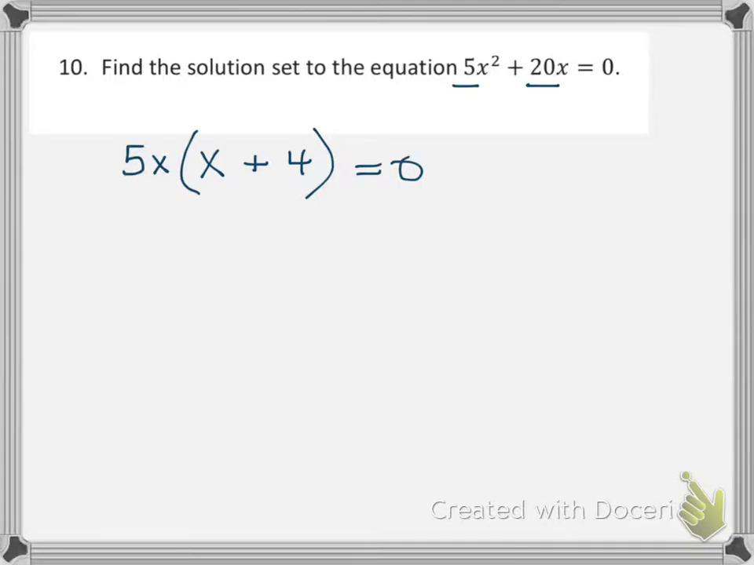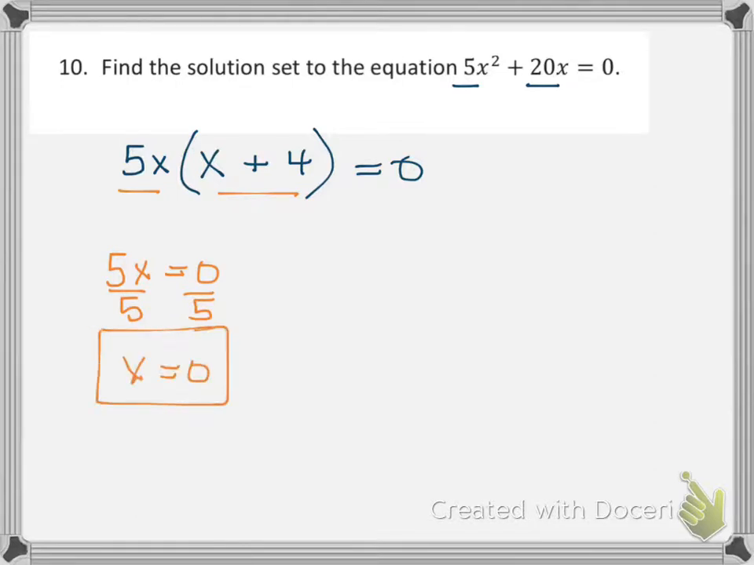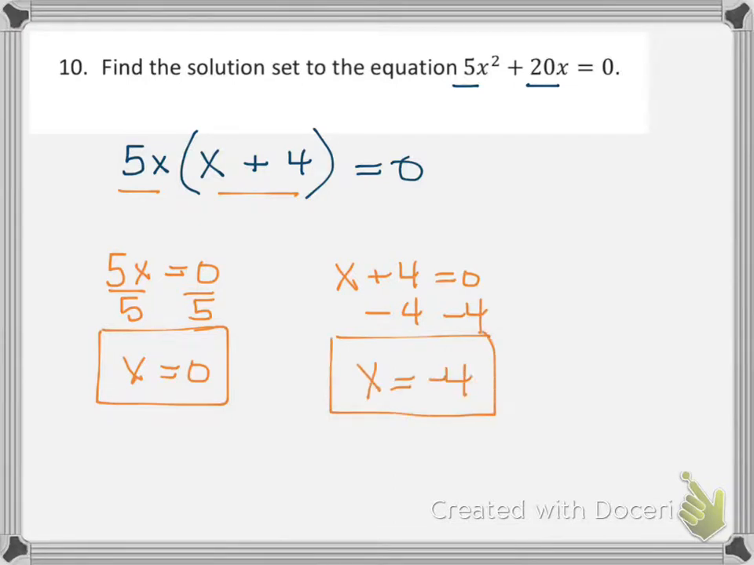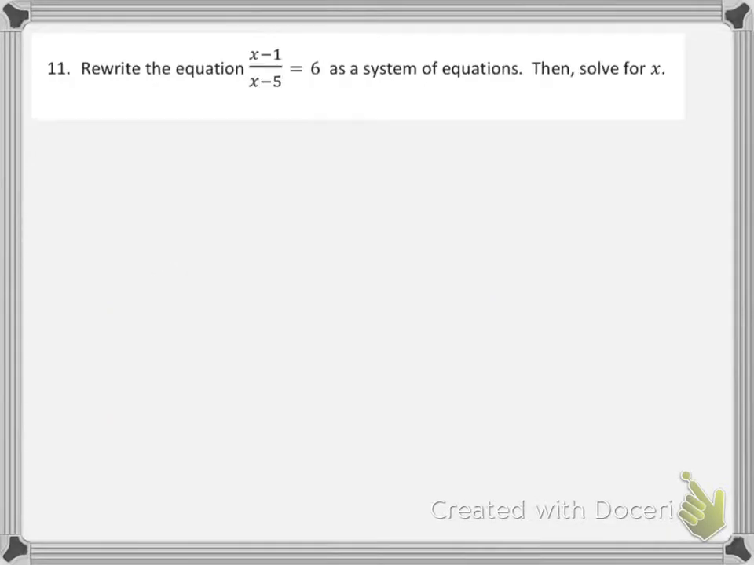And now I'm in good shape because if either one of these is equal to 0, then the whole thing's equal to 0. So I just take each one and say, what if 5x equals 0? Well, divide by 5, we get x equals 0. That's one solution. And what if x plus 4 equals 0? Subtract 4 from both sides and we get x equals negative 4. That's a possible solution. If x is 0, I get a true equation, and if x is negative 4, I get a true equation.